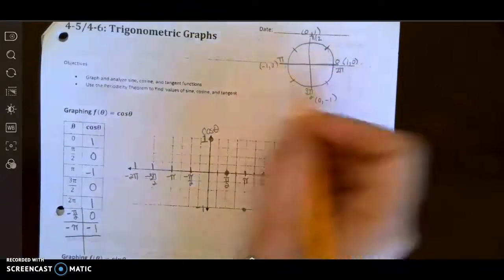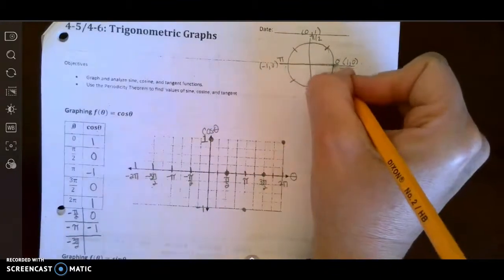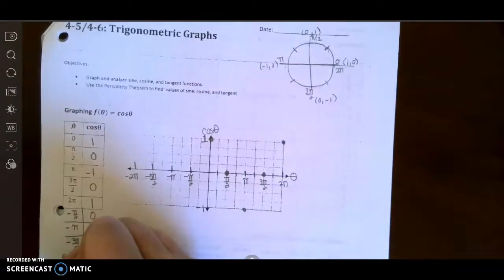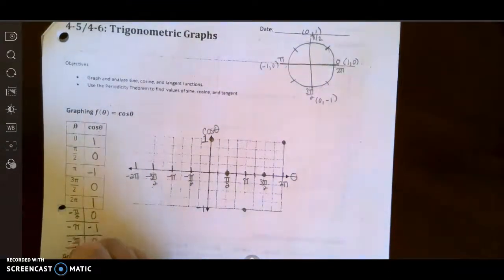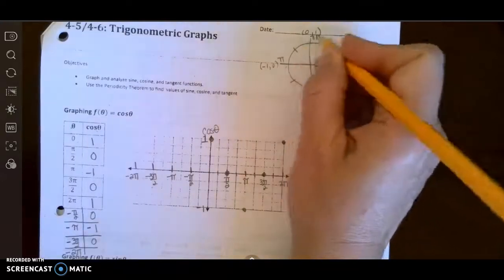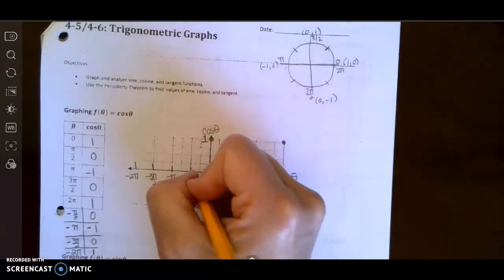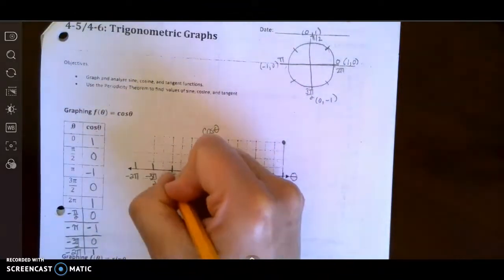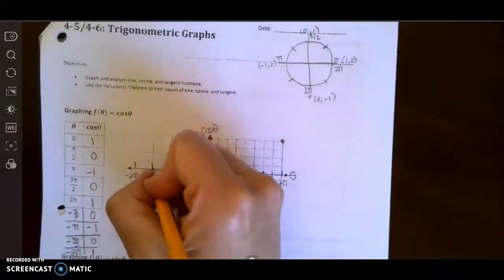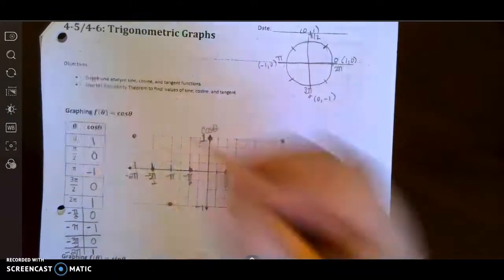And then at negative 3 pi over 2, I was here, and I go in the negative direction, 3 pi over 2. My cosine is 0. And then at negative 2 pi, I'm going to go all the way around this way. I'm right back here. My cosine is 1. So at negative pi over 2, I'm at 0. Negative pi, I'm at negative 1. Negative 3 pi over 2, I'm at 0. And at negative 2 pi, I'm at 1.